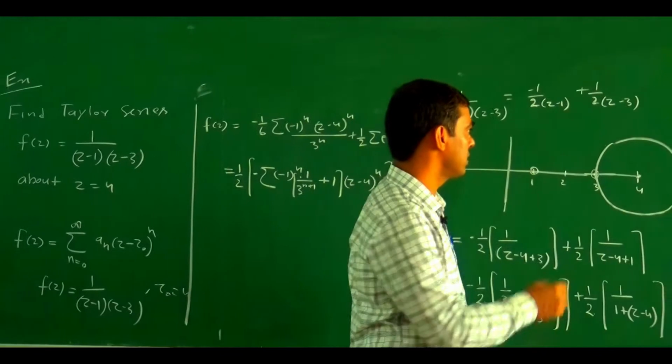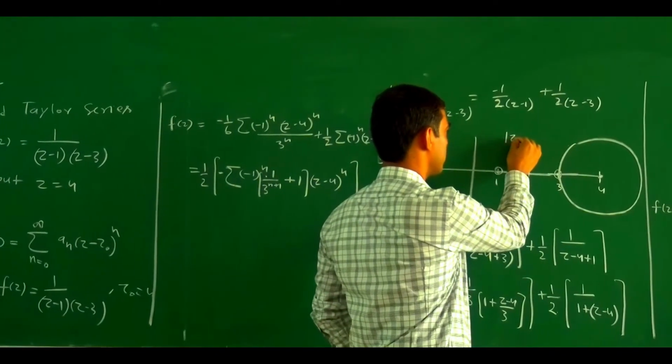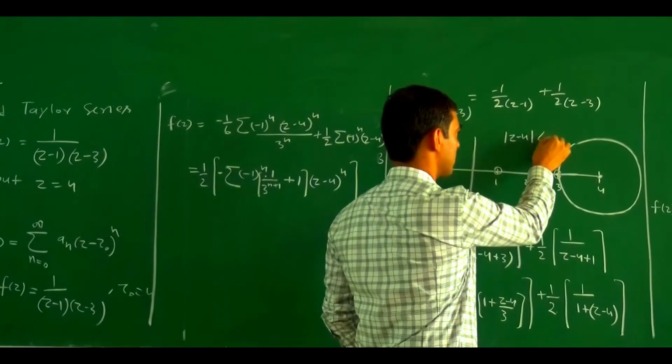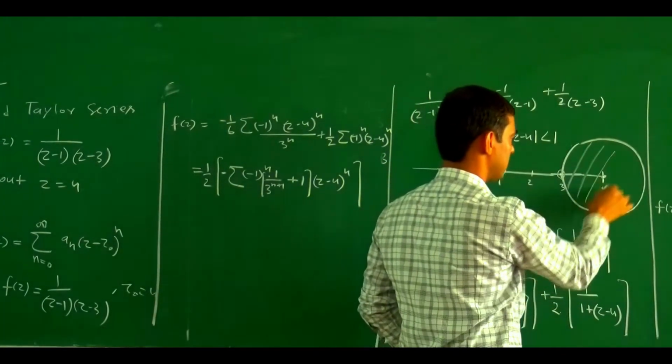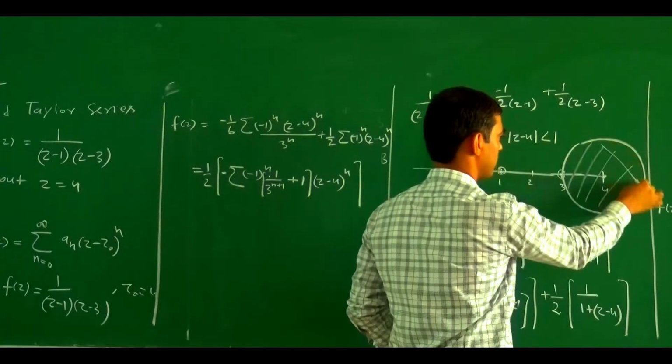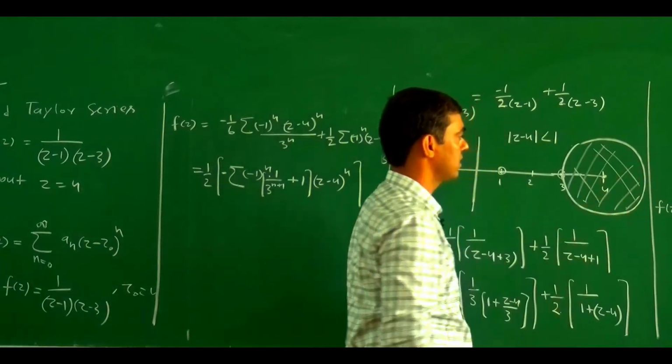And here, what is the region of convergence? The region of convergence is mod of (z minus 4) less than 1. This one is the region of convergence.